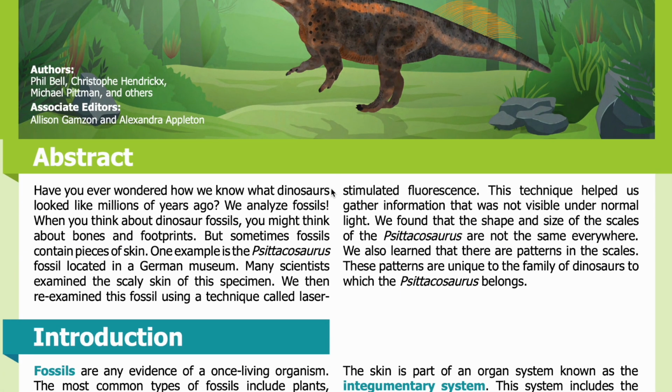Abstract. Have you ever wondered how we know what dinosaurs looked like millions of years ago? We analyze fossils. When you think about dinosaur fossils, you might think about bones and footprints. But sometimes fossils contain pieces of skin. One example is the Psittacosaurus fossil, located in a German museum.